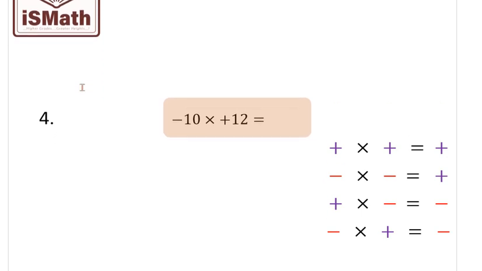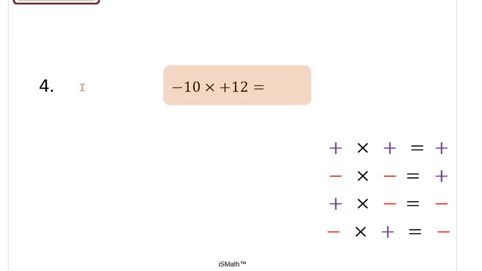Let's take another one. Again, we have signs that are different, so I know my answer here is going to be a negative result. But let's do it. First of all, I try to separate these two signs, multiplication and addition. So we do minus times plus to get minus. And then we have 10 times 12. That should be 120. Now that is done.